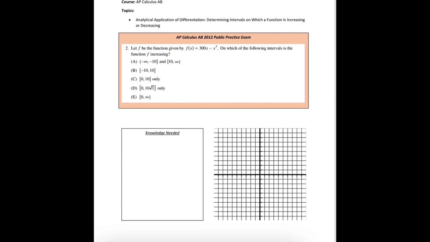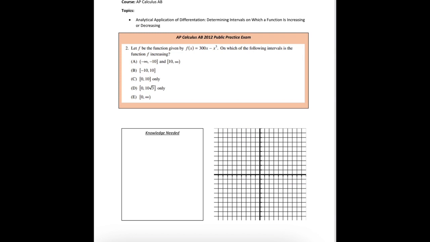So for today's problem, we are looking at an actual problem from a public practice exam that the College Board released back in 2012 for AP Calculus AB. Now, the topic that this covers is analytical application of differentiation, determining intervals on which a function is increasing or decreasing. So let's read the problem here.